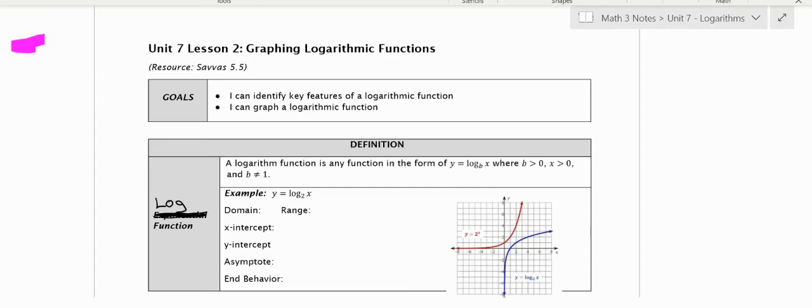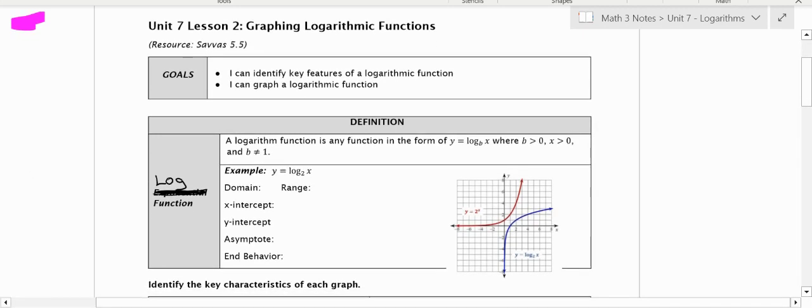This is the video for Unit 7, Lesson 2, Graphing Logarithmic Functions. The goal is going to be to identify key features of log functions and to graph log functions using properties that we've learned already with transformations and properties with exponential functions.